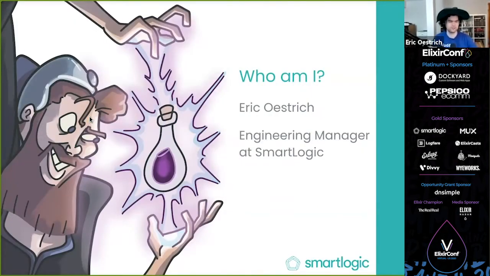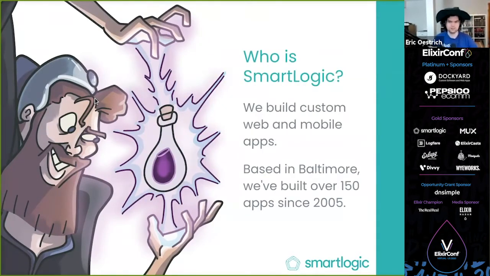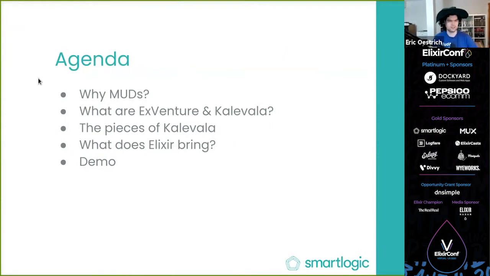So I am Eric Oestrich. I am an engineering manager at SmartLogic. SmartLogic, we build custom web and mobile applications. We used to be based in Baltimore, and we've built over 150 apps since 2005.